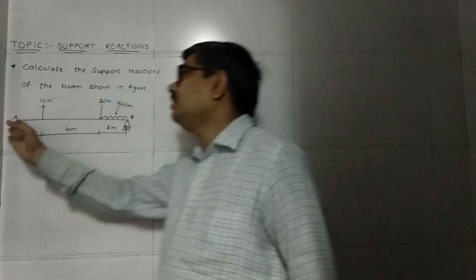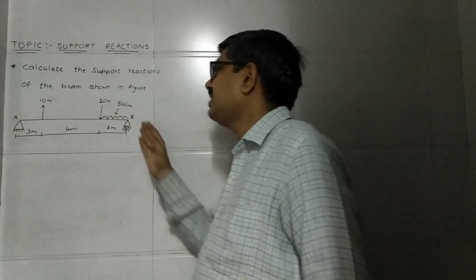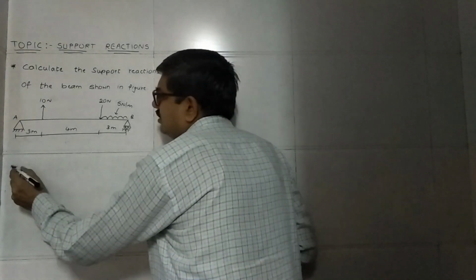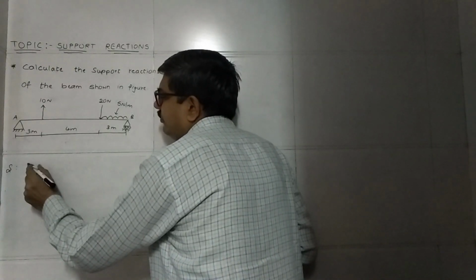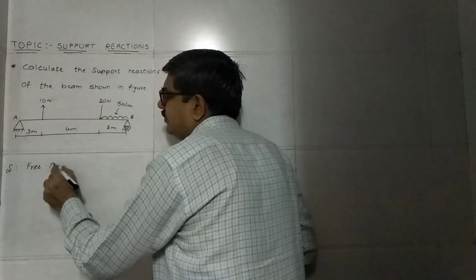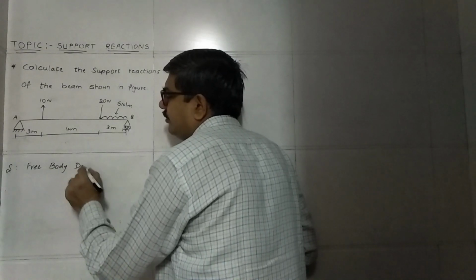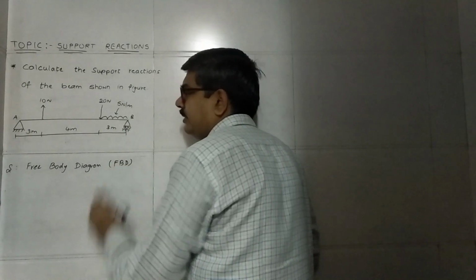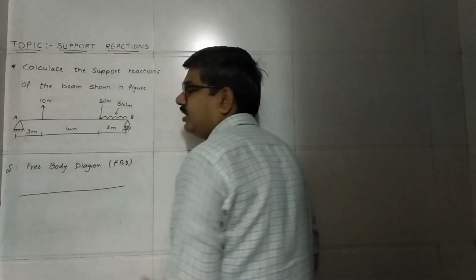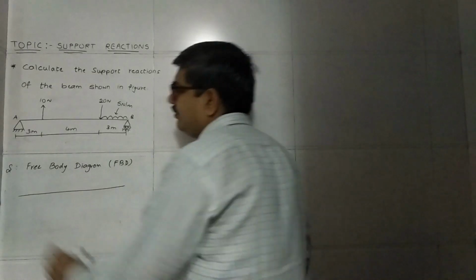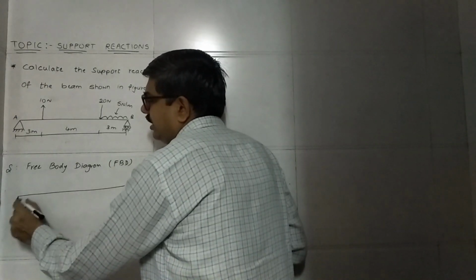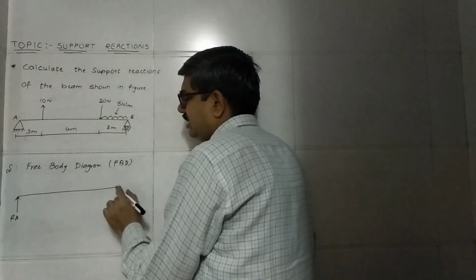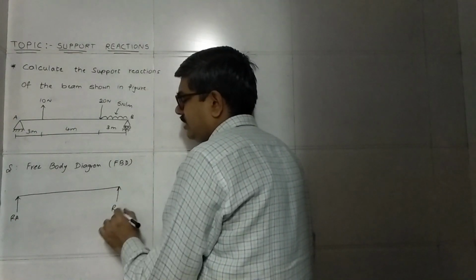Here at support A a hinge support is there, and at B a roller support is there. Before finding the support reactions, we have to draw the free body diagram. So first of all, we'll draw the free body diagram, that is FBD. First, draw a horizontal line which represents the simply supported beam. At A, a reaction will be there, that is RA. At B also another reaction will be there, that is RB.